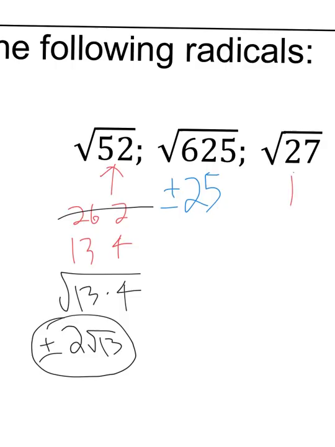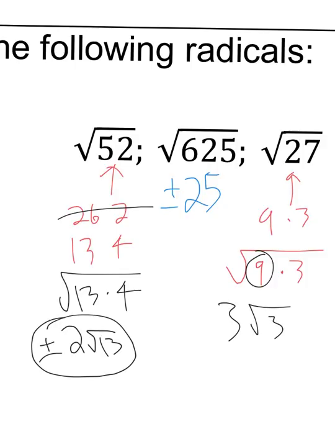This one, 27. What are your factors of 27? I know it's 9 times 3. Okay, so I'm going to rewrite this as the square root of 9 times 3. And I know the square root of 9 is 3. So I'm going to write 3 square root 3. And don't forget your plus or minus. And that is the simplified version of square root of 27.